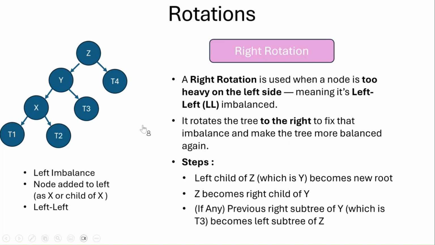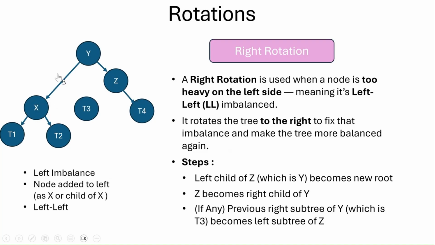Okay. Now, if there is any previous right subtree of Y, which is, let's say, T3, it becomes the left subtree of Z. We'll understand why. Let's say we are performing these first two steps. The left child of Z, which is Y, became the new root. Good. And Z became the right child of Y. Right. So you can see X and Z structure is unchanged.